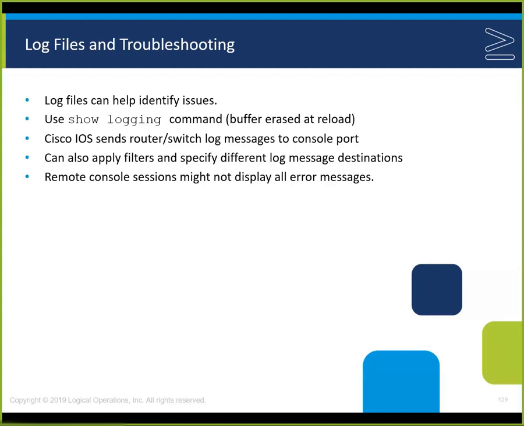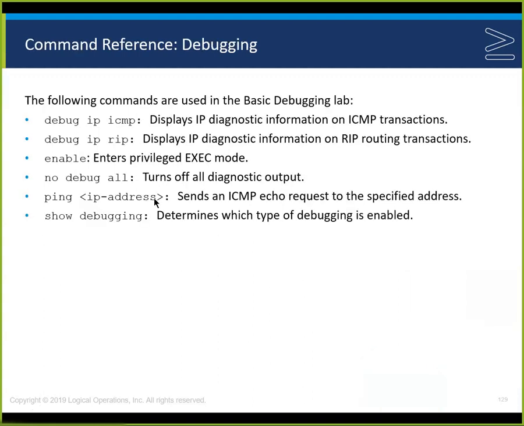Log files. Show logging is the way that we would get there. The show logging command, the buffer is erased at a reload, and I think that there is a lab for logging. We'll talk about logging later on and how to use a syslog server, configure a syslog server, look at a syslog server. But by default, it's going to send the logging to the console port, which is when we connect the console cable, we're going to be on the console port. Apply the filters, and then the remote sessions might not display all of the error messages for these things.